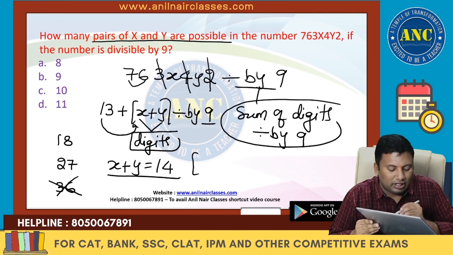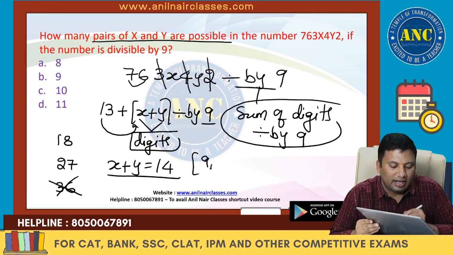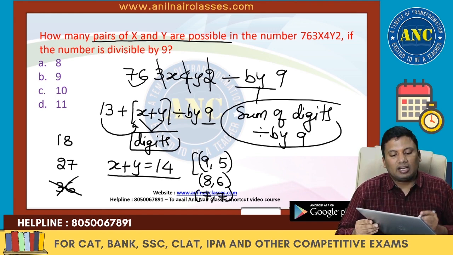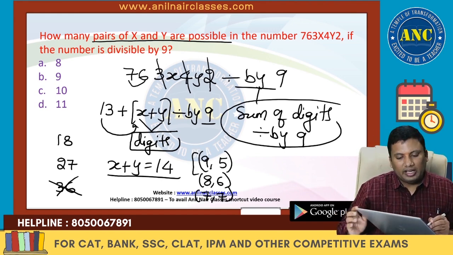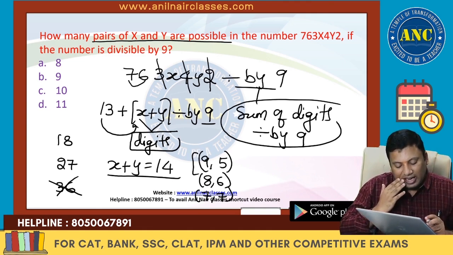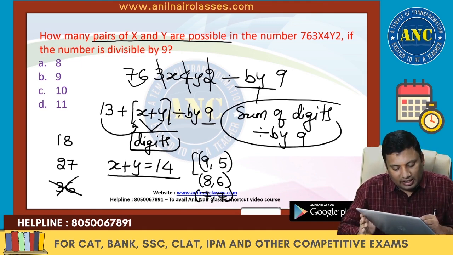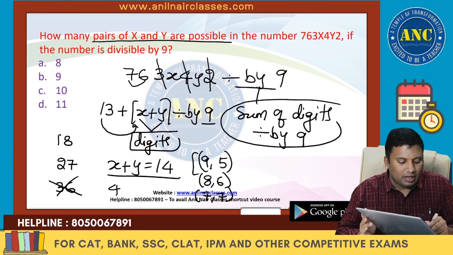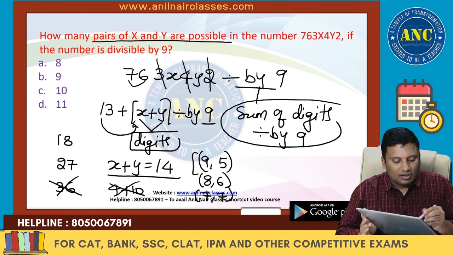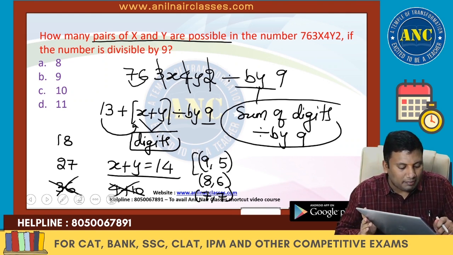If it is 14, with maximum value 9, 9 comma 5 is one case. What is the next value? 8 comma 6 is another case. 7 comma 7 is another case. I hope it is clear. 9 comma 5, 8 comma 6, 7 comma 7. Any other case? 4 and 10 is not possible, y cannot take a value greater than 9. So these are 3 cases when the sum is 27.